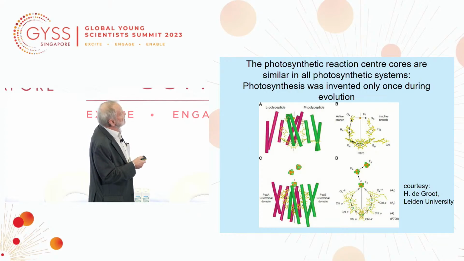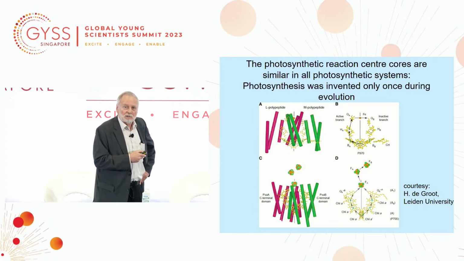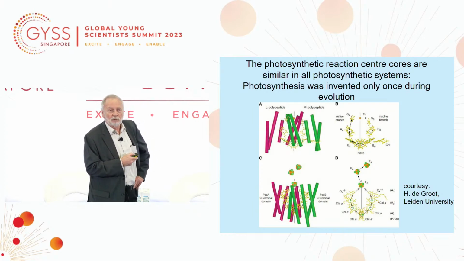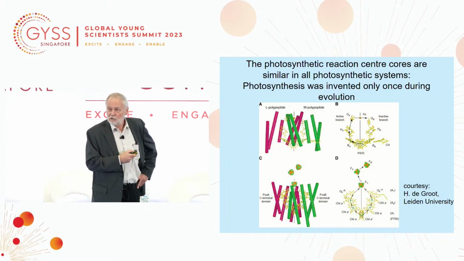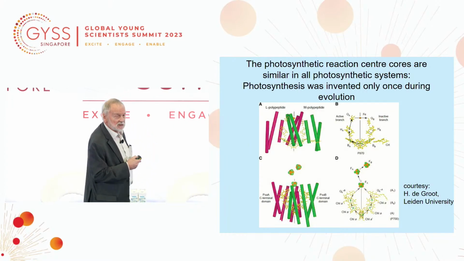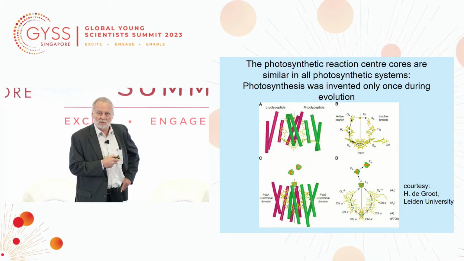And so the cores of the reaction centers are all very similar, and this means that photosynthesis was invented only once during evolution. So I wonder whether this also would happen on a different planet quite far out in the universe, or how unique this invention of this photosynthetic reaction center was.